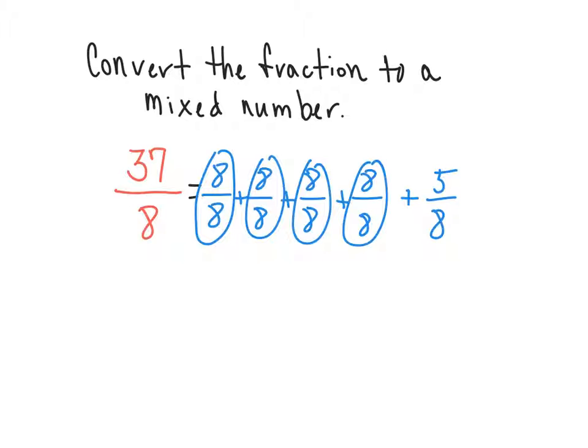So how many groups do we have? We have 4 groups of 8 eighths, which would give us 32 eighths, and we have 5 eighths left over, which would be 37 eighths.